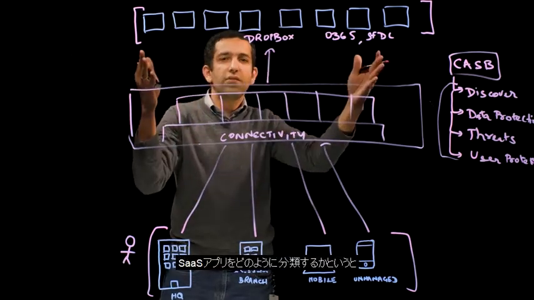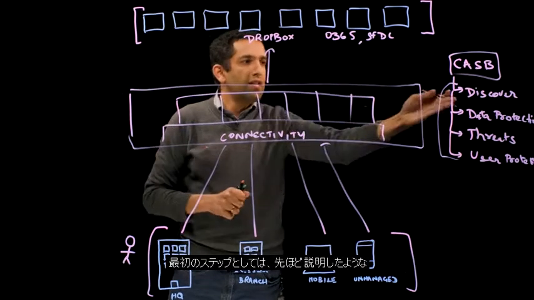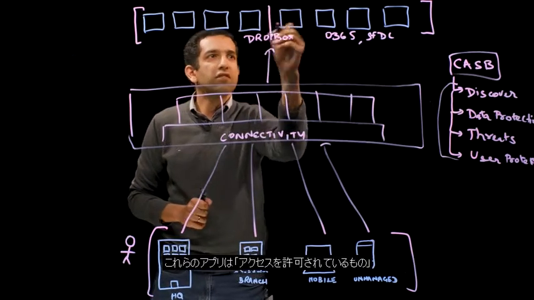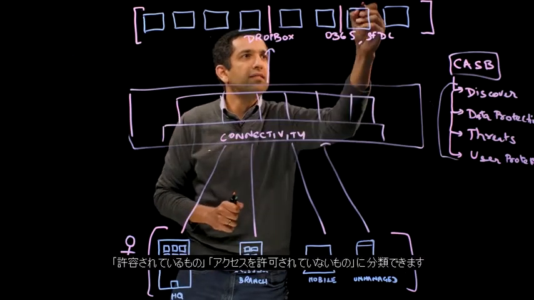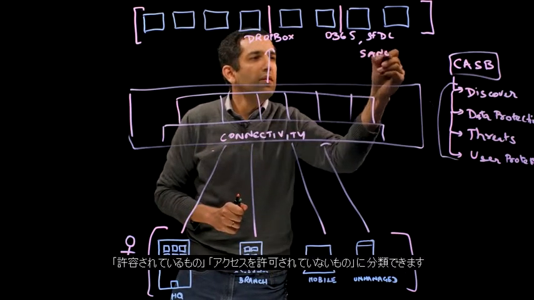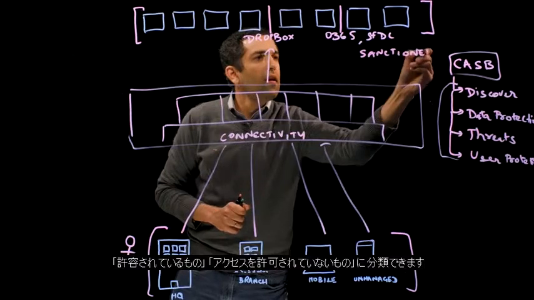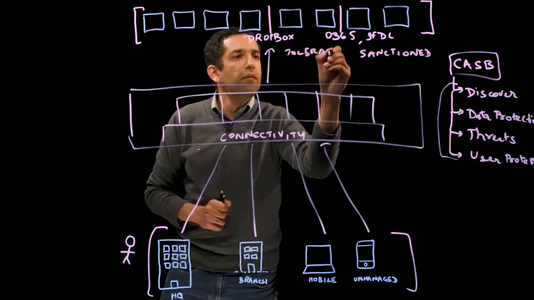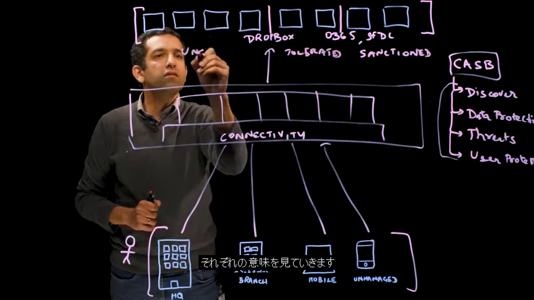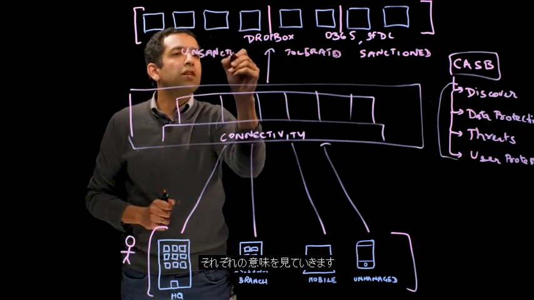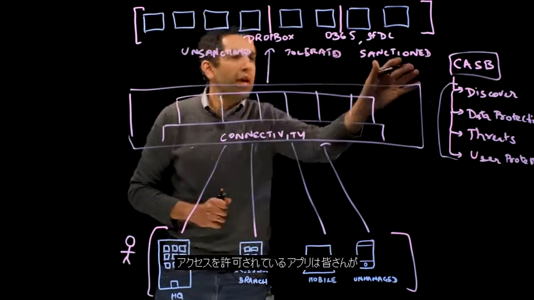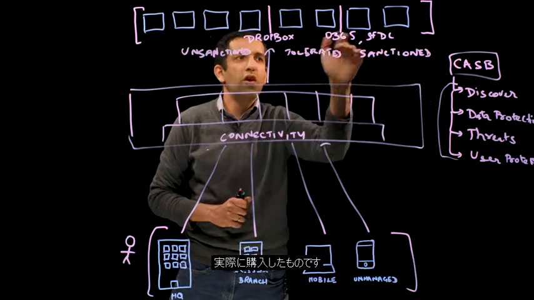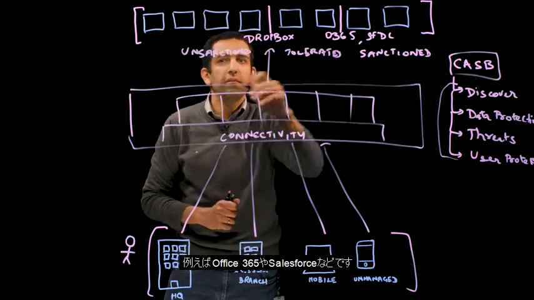Now, how do you actually classify these SaaS apps? Your first step, as I mentioned earlier here, is to discover the different types of apps here. And so you want to actually start to categorize these apps as sanctioned, tolerated, and unsanctioned. What do each one of these mean? So sanctioned apps are the ones that you purchase as an IT team. So you've actually paid for these apps, and these are Office 365, Salesforce, and things like that.